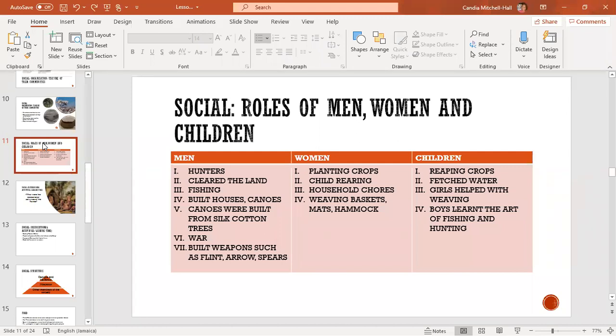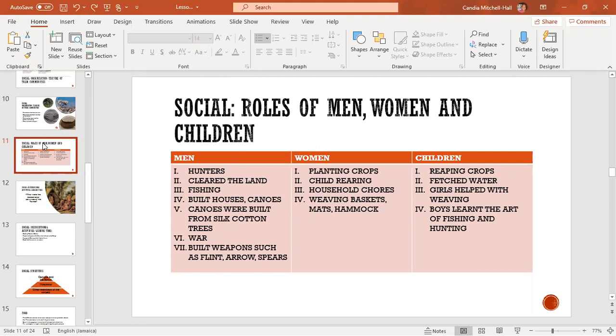The next thing, their gender roles, also falls under social. So a student would have mentioned interaction, or they interacted together. Males had certain things that they did, women did certain things, children did certain things. The males in the society were hunters. They did the hunting, they cleared the land, and they fished. They were the ones who built the houses and the canoes.